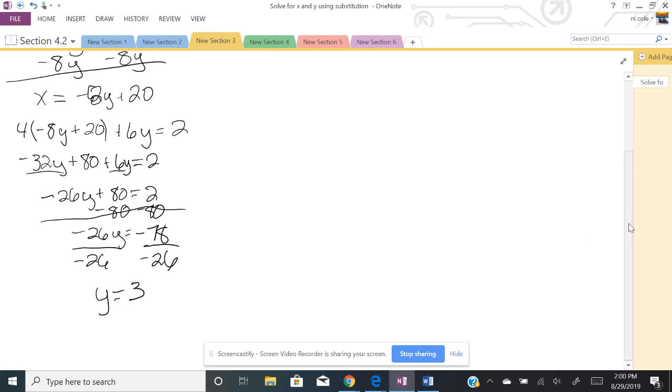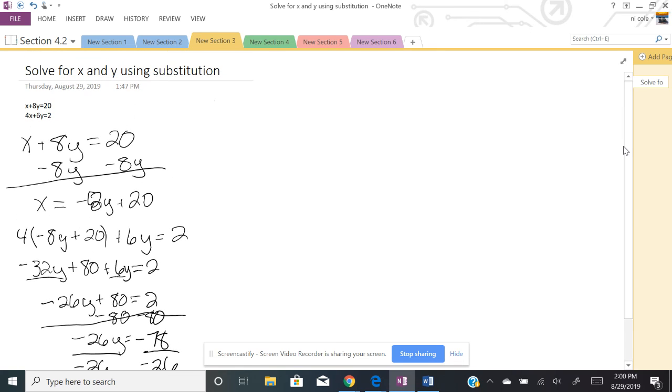Okay, if y is equal to positive 3, all right, well, let's go back and throw it in. I'll just throw it into the first equation. x plus 8 times 3 equals 20. x plus 24 equals 20. So x, subtract 24, subtract 24. So x is equal to negative 4.